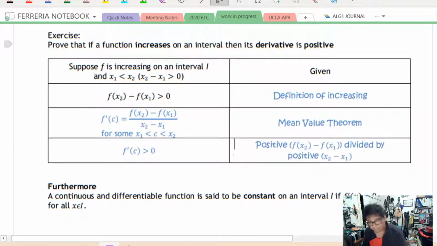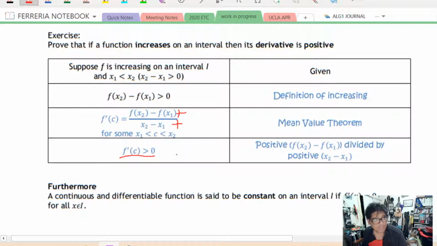And then finally, we know that the numerator is positive, right? f(x2) minus f(x1) is greater than 0 if you have an increasing function. This is positive up here. And then our denominator, x2 minus x1, that's also positive. And so a positive divided by a positive is a positive result. So we've just shown that f prime of c is greater than 0.